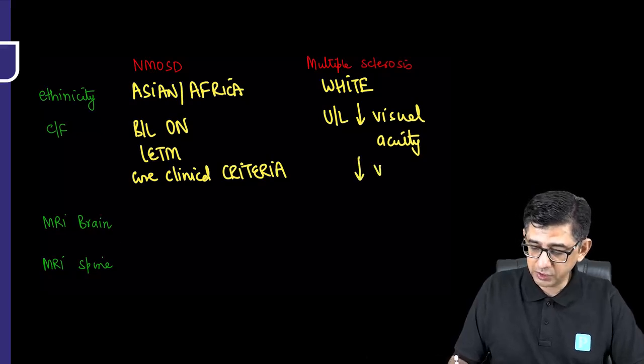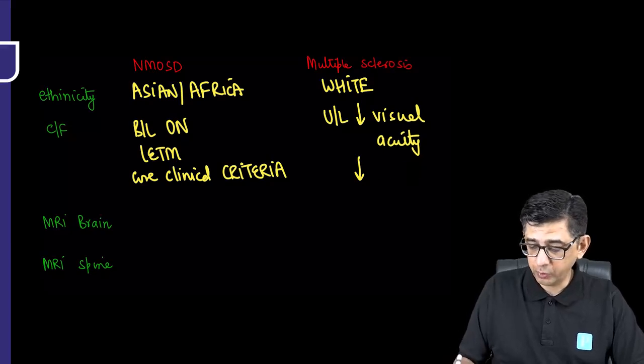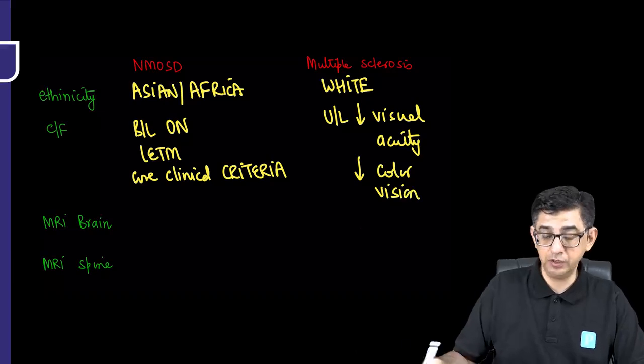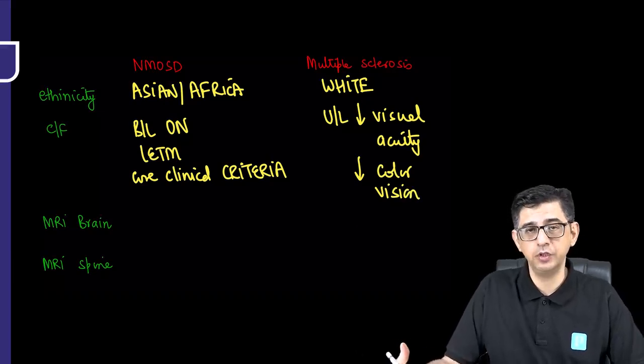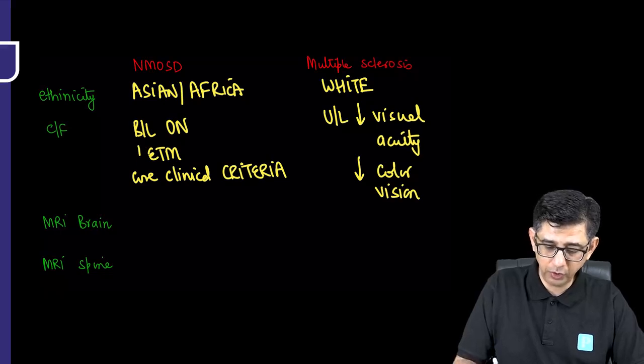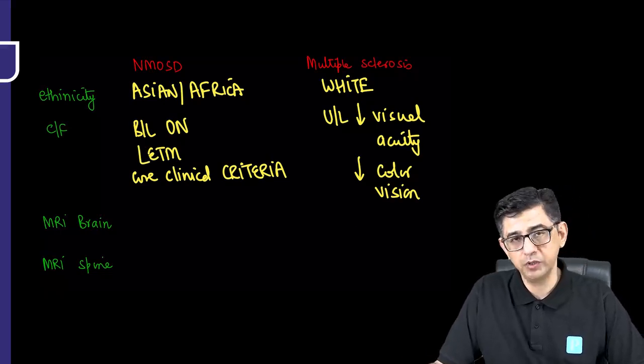Or on the current visit, she's saying, I've got my glasses checked multiple times, and today when I've come to you, doctor, she's wearing a colorful dress and she says, I'm not even able to see the colors in my dress. That's the amount of disability, the decrease in color vision this patient would be having. However, the longitudinal extensive transverse myelitis part, the core clinical criteria, would not be described for multiple sclerosis.